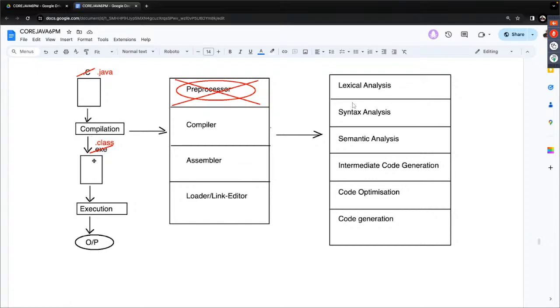Java compilation, what files are we getting here? Dot class files, execution, output. Preprocessor does not exist inside Java. Compiler, assembler, link loader, link editor.